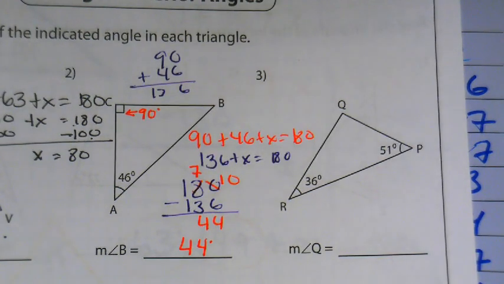Be careful on number 3 with the borrowing. I got 93. You have to borrow twice because it's 7 minus 8. Can you do 7 minus 8? No, you have to take away the 1 and turn 7. Correct.